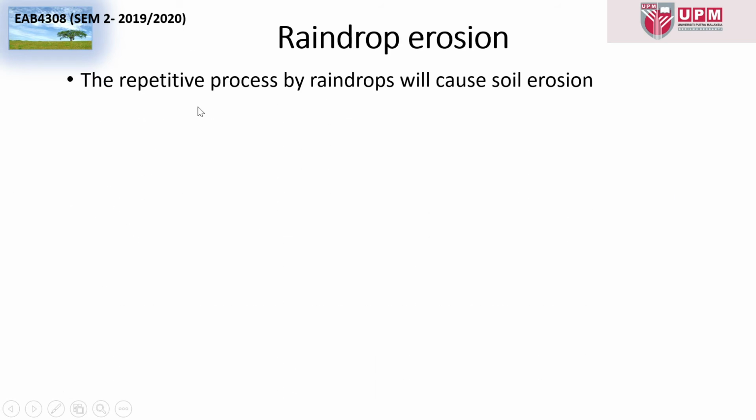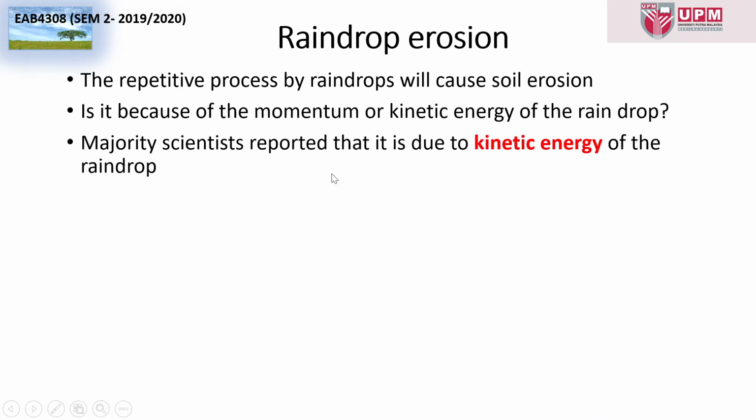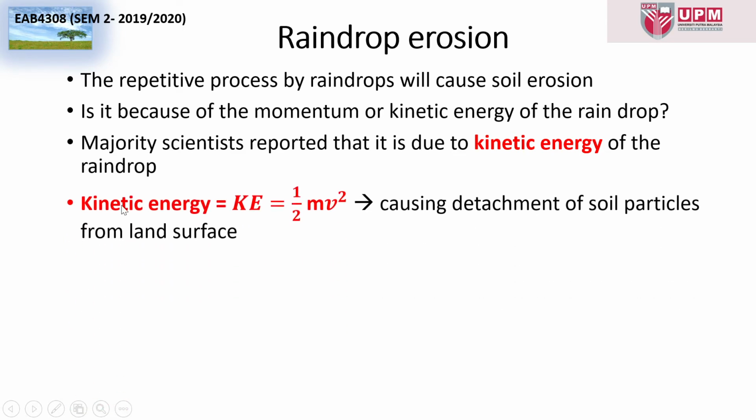The repetitive process by raindrops will cause soil erosion. Is it because of the momentum or kinetic energy of the raindrop? The majority of scientists reported that it is due to kinetic energy of the raindrop. Kinetic energy, which can be calculated using this formula, causes detachment of soil particles from the land surface.